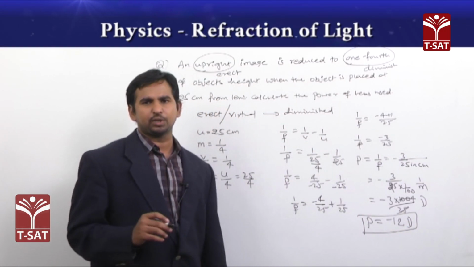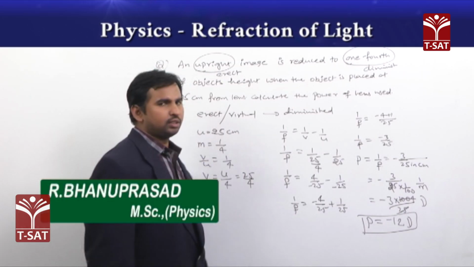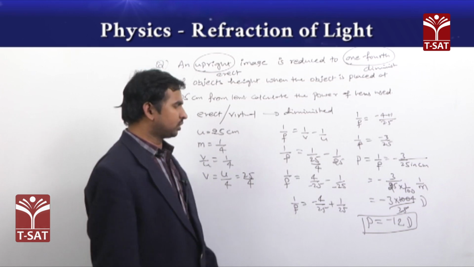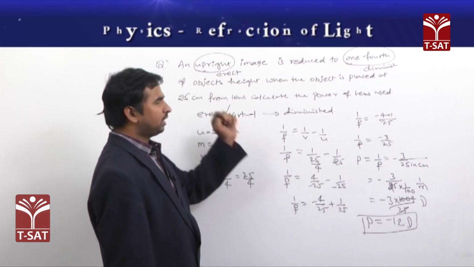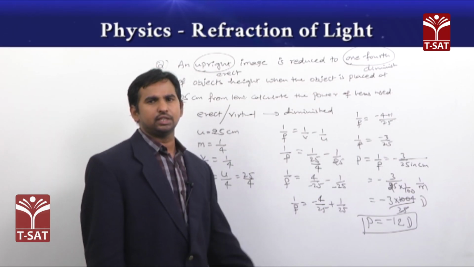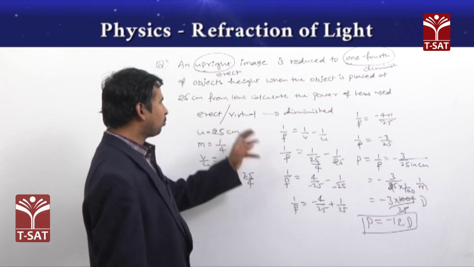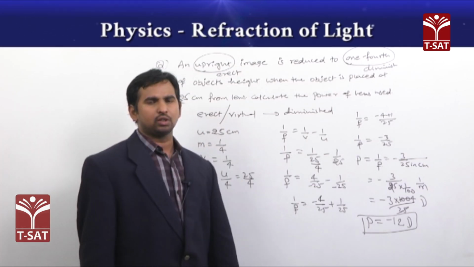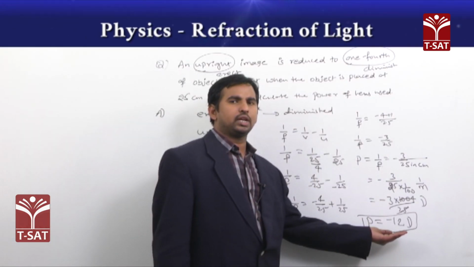Where that minus represents that the focal length is negative. If the focal length is negative, then the power becomes negative, and that negative is meant for the case of a concave lens. Okay. So for this given problem, the lens we are using is a concave lens, and the power of the lens is equal to minus 12 diopters.